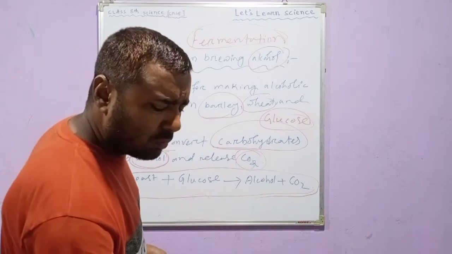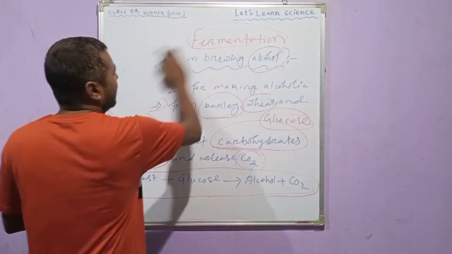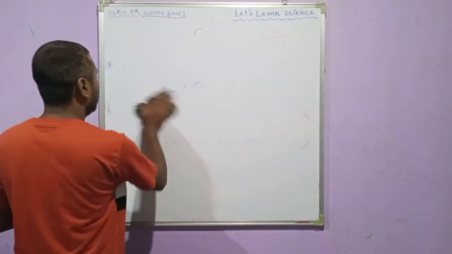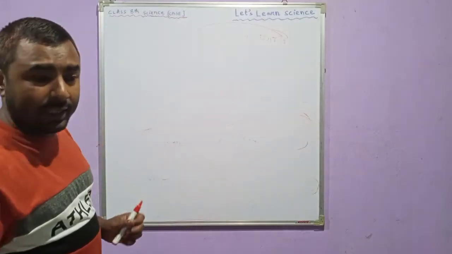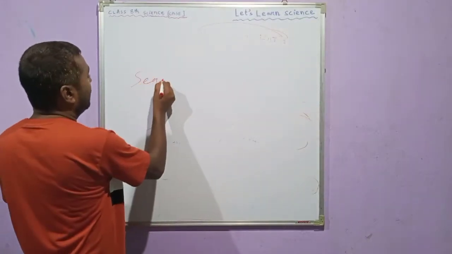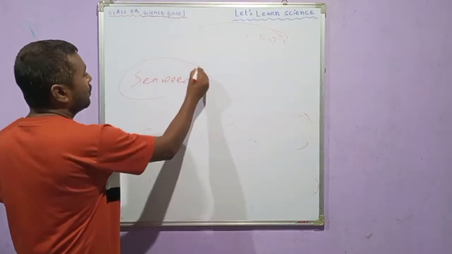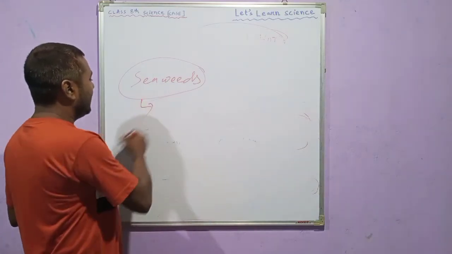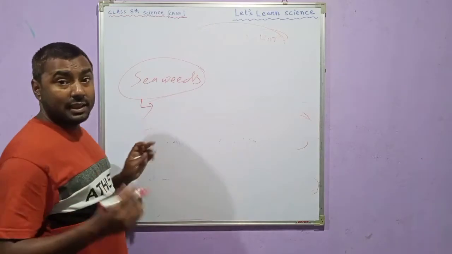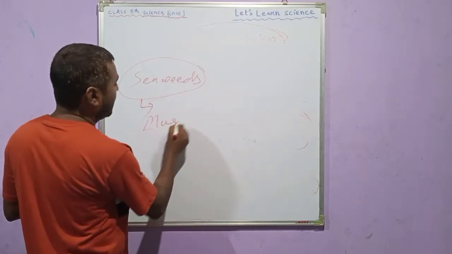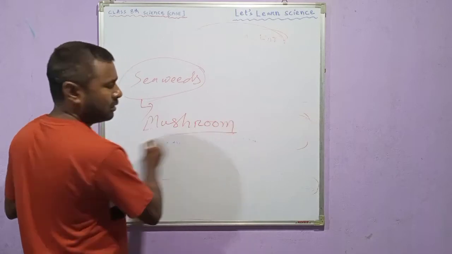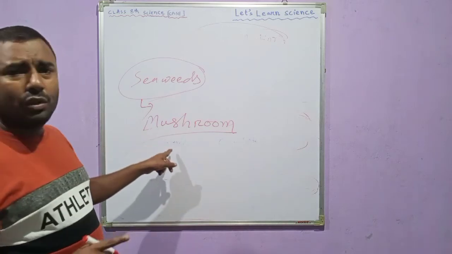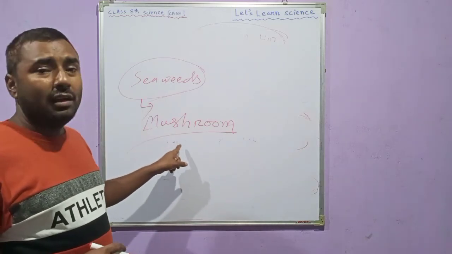Besides that, many more microorganisms help us in different ways. Just a few minutes ago, you came to know about one algae, that is seaweeds, which are quite large weeds used as a source of food by humans. Then one type of fungi is called mushroom. Mushroom is also used by people as food.